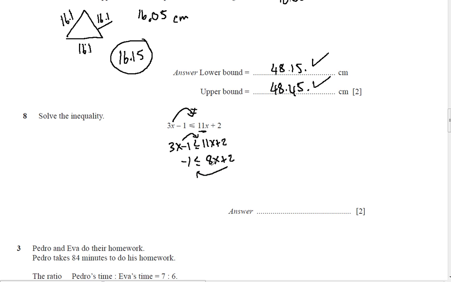We could take the 2 to the left hand side, and that's going to become negative 1 minus 2 is less than or equal to 8x. Negative 3 is less than or equal to 8x, and divide by 8 to get x by itself, and that is our answer. So just remember, it's basically the same as solving an equation, but you just change the sign around if you divide or multiply by a negative number.